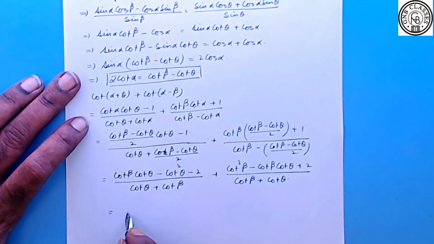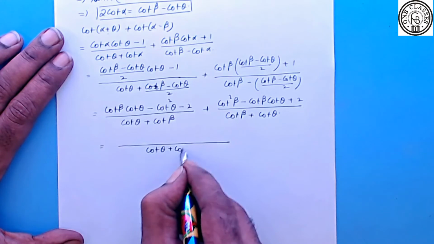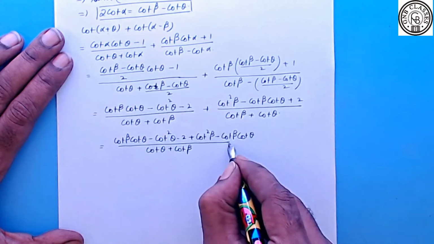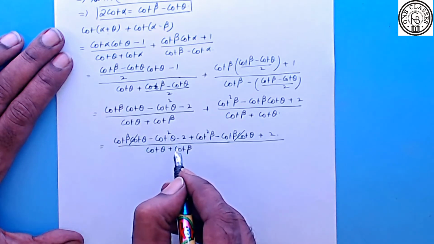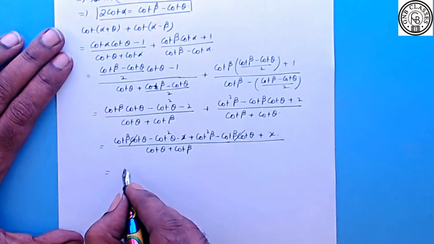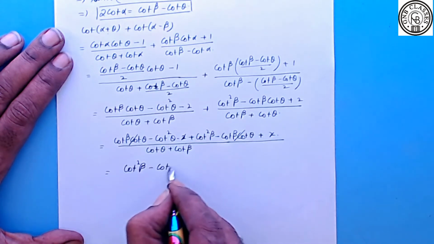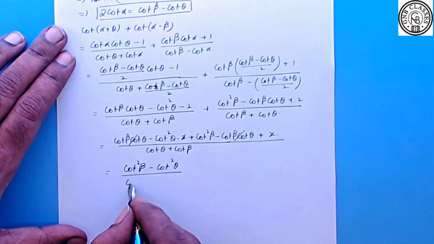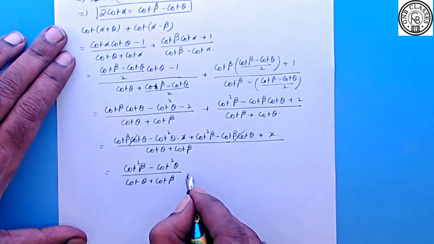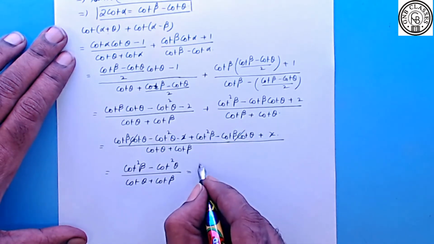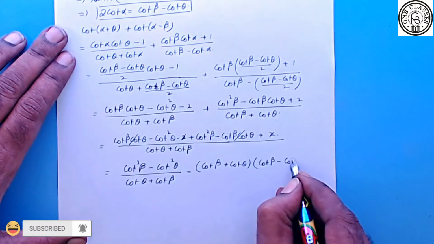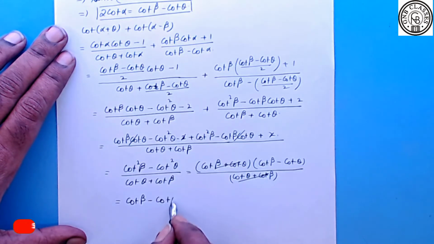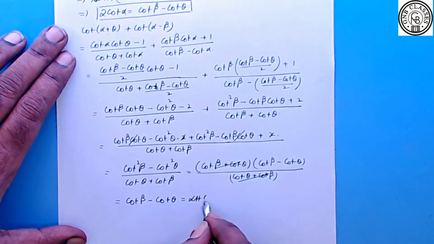So if I take the LCM, so we are having cot beta cot theta goes off, 2 goes off, so we are left with cot square beta minus cot square theta in the numerator, and in the denominator we are having... in the numerator we are applying the formula a square minus b square, so we are having... so we are left with... which is exactly what is given in our left hand side.